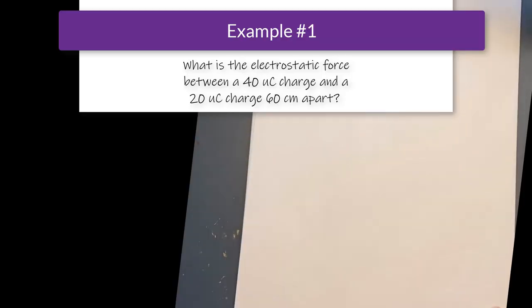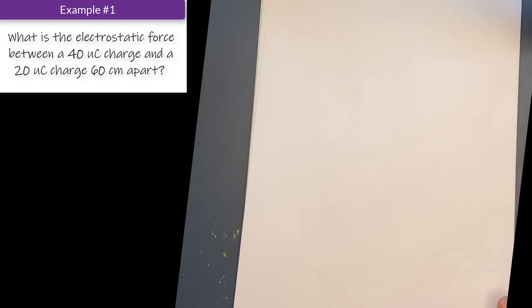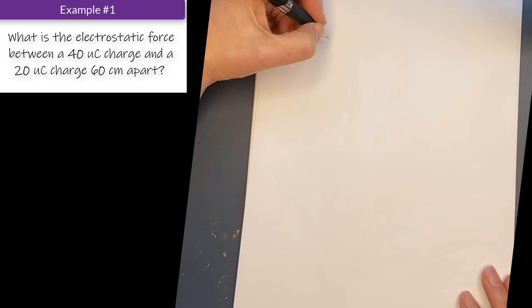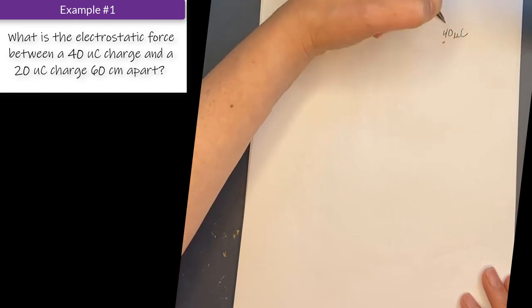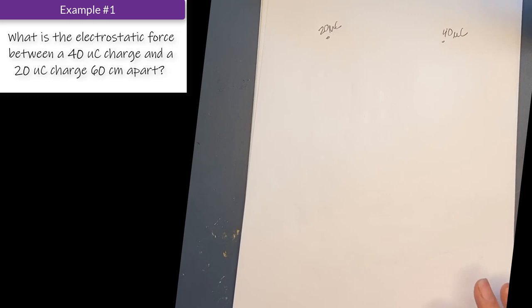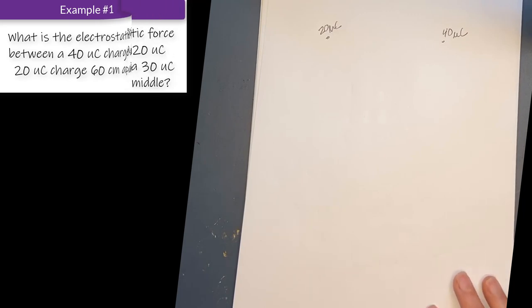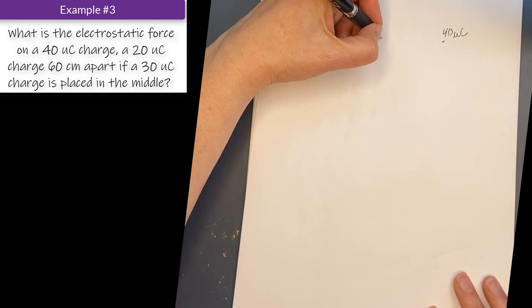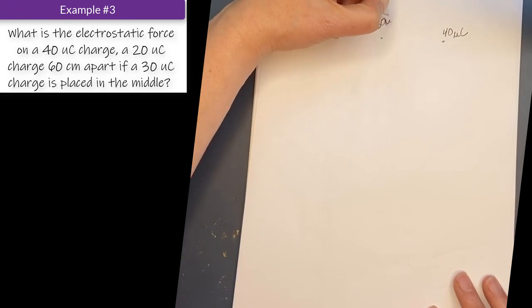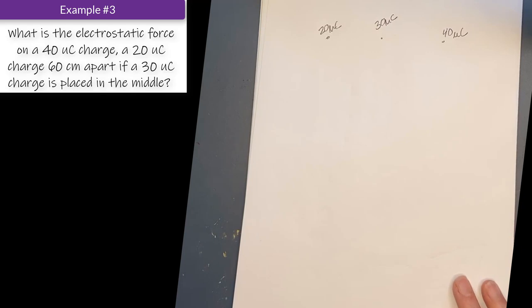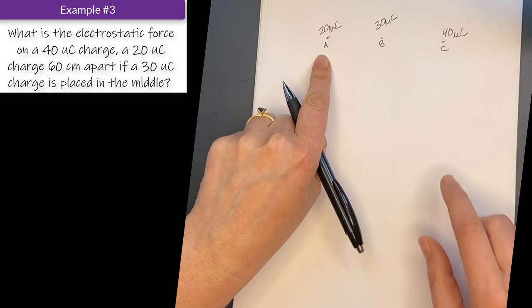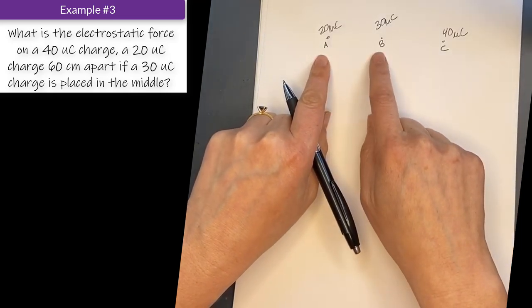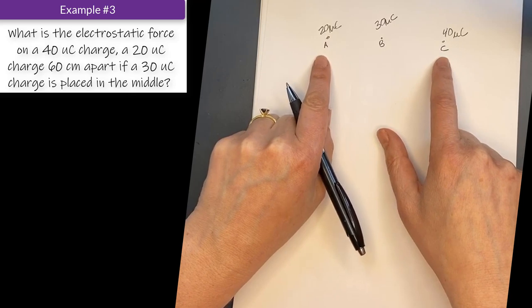For example, I'm going to go back to my first problem. Imagine you have a 20 microcoulomb charge and a 40 microcoulomb charge 60 centimeters apart. But what happens now if you add another charge right in the middle? Let's add a 30 microcoulomb charge right in the middle. Let's call these object A, object B, and object C. Now, object A is going to be repelled by object B, and it's going to be repelled by object C.